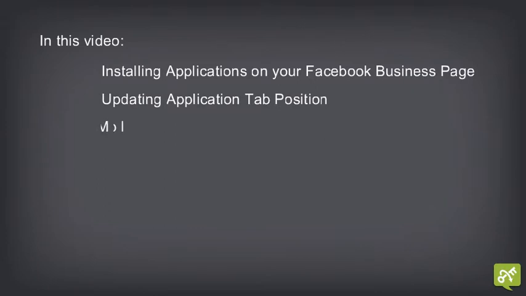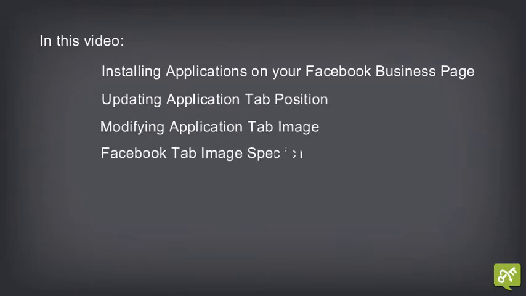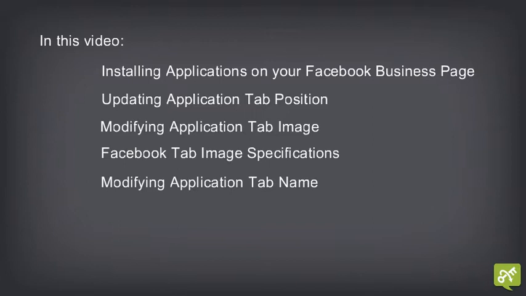Today we're going to take a look at how it is that you add applications to your business page. Now, we've had a couple other videos where it shows you how to set up a business page, how to make some basic modifications to that business page, and today we are going to look at installing Turnkey's applications onto those business pages. It's a really simple process.